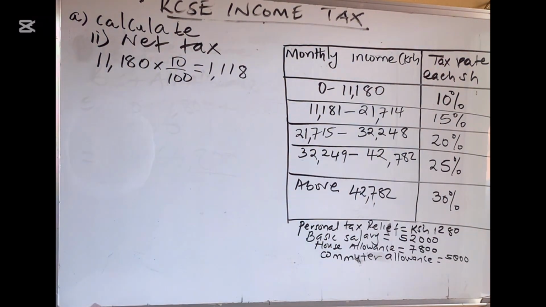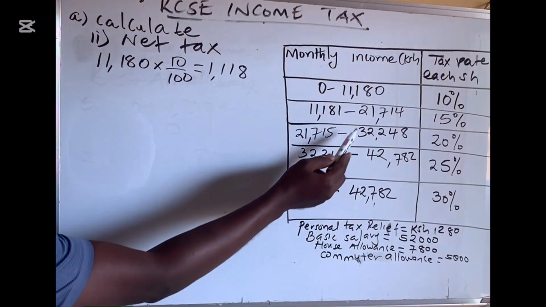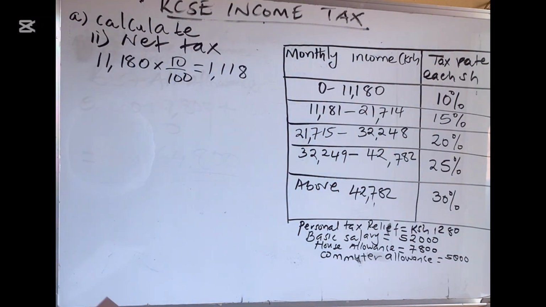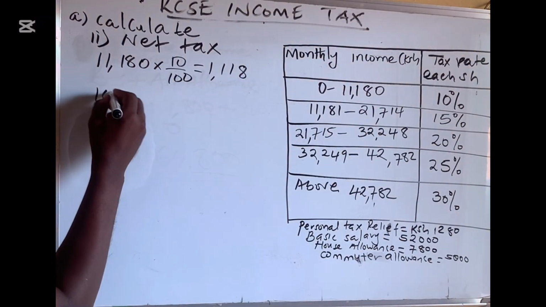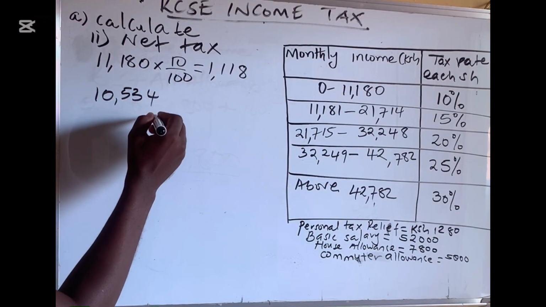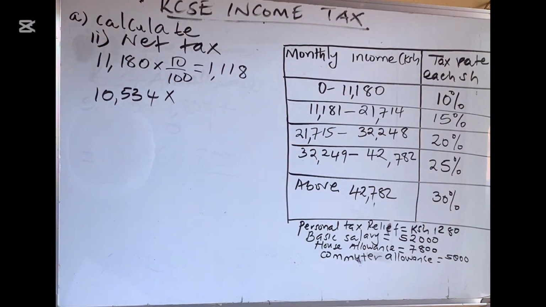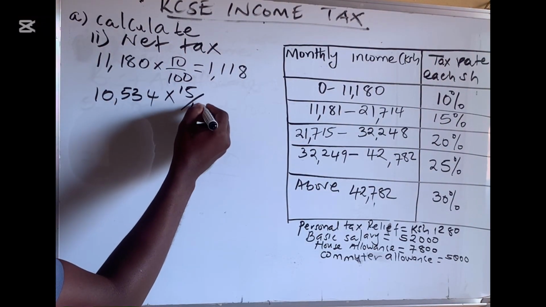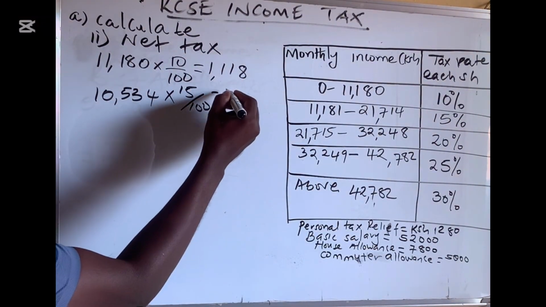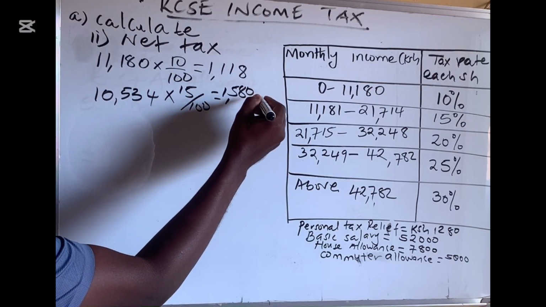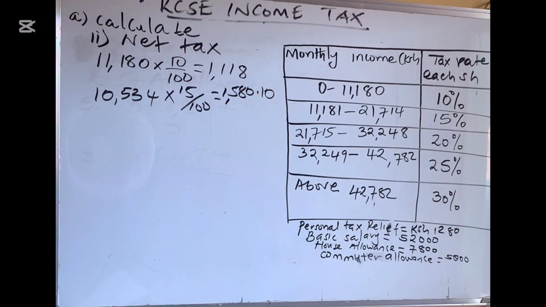Then we keep on taxing another portion of the taxable income. And the next portion is determined by subtracting 11,180 from 21,714. When you subtract those two, we get 10,534, and that goes to the second band where the rate is 15%. And that will give us 1,580.10.